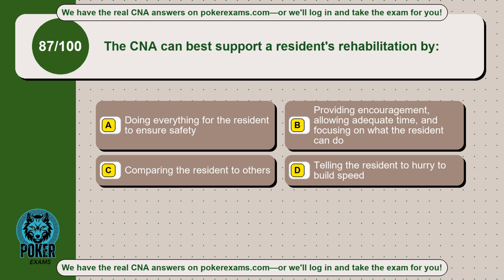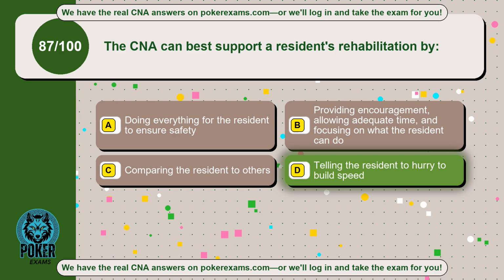Question 87. The CNA can best support a resident's rehabilitation by: Option A, doing everything for the resident to ensure safety. Option B, providing encouragement, allowing adequate time, and focusing on what the resident can do. Option C, comparing the resident to others. Option D, telling the resident to hurry to build speed. The correct answer is option D.